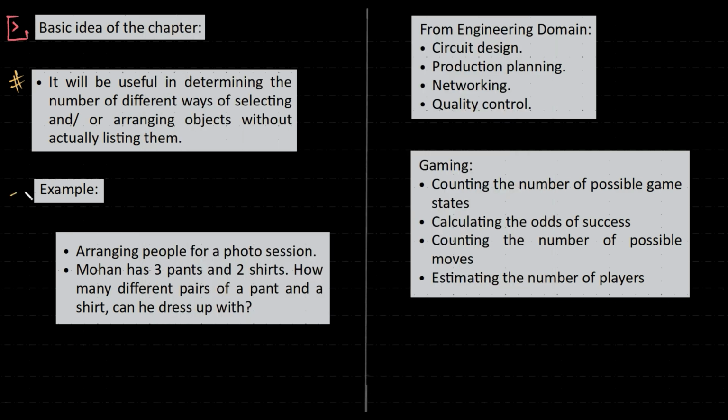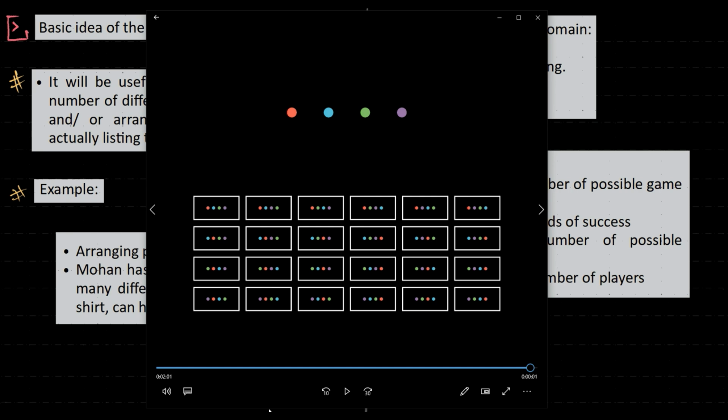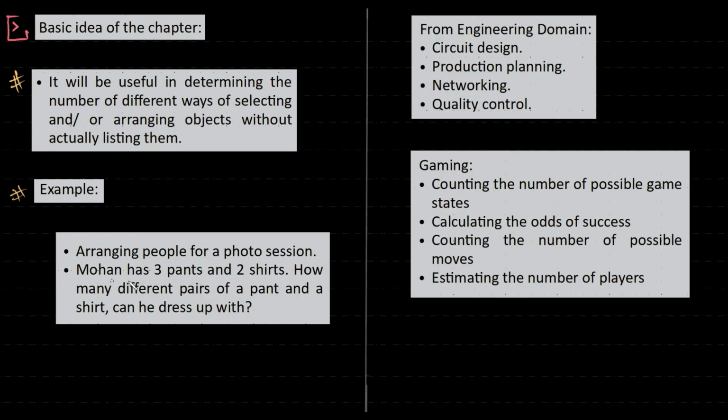Okay, so where else can we use it other than these 4 objects? Arranging people for a photo shoot. Same example, there could have been 4 people. These 4 people, how all can we make them sit? This is one of the possibilities. One more example, it's a textbook example. Mohan has 3 pants, 2 shirts. How many different pairs of a pant and a shirt can he dress up with? Some as simple question as this.